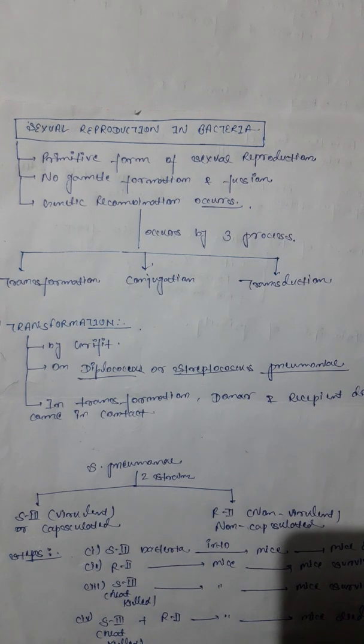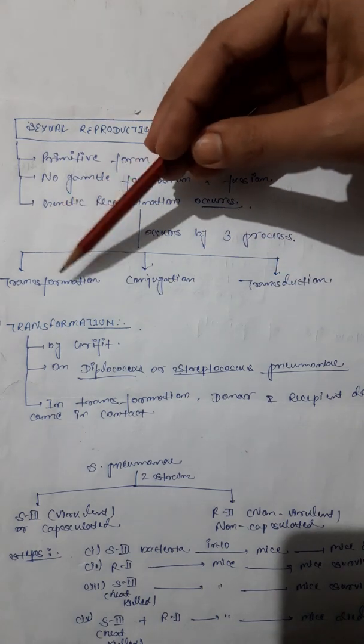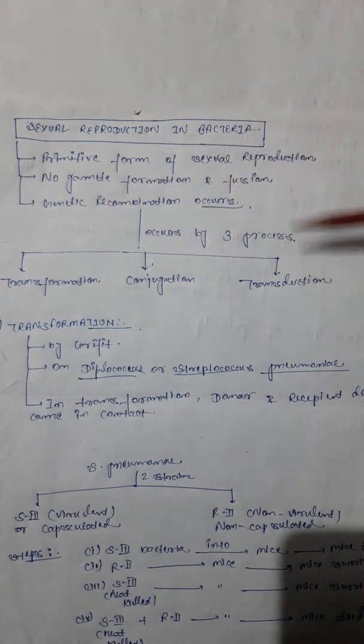In this video we will be talking about sexual reproduction in bacteria. See, bacteria exhibit a very primitive form of sexual reproduction, that is there is no gamete formation or fusion, but one of the essential features of sexual reproduction, that is genetic recombination, does take place in this. So there are three methods by which genetic recombination is achieved, and these are transformation, conjugation and transduction.